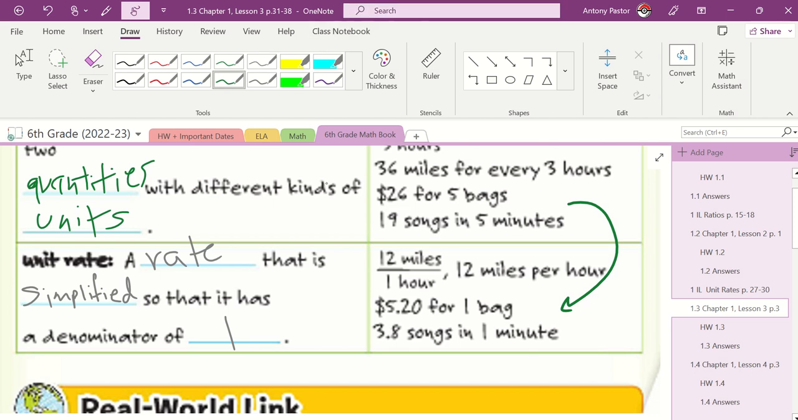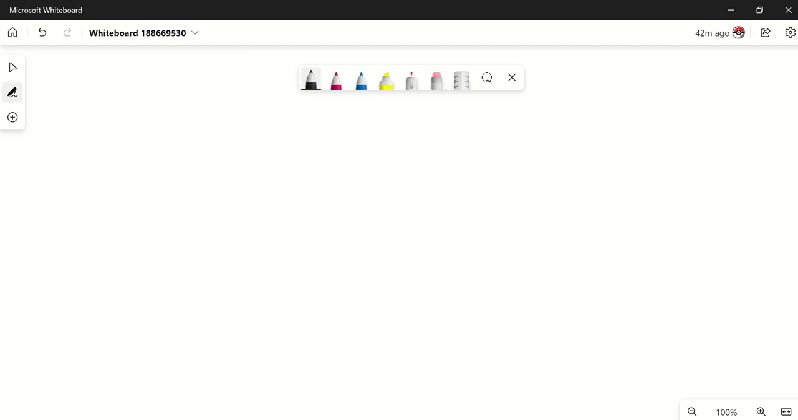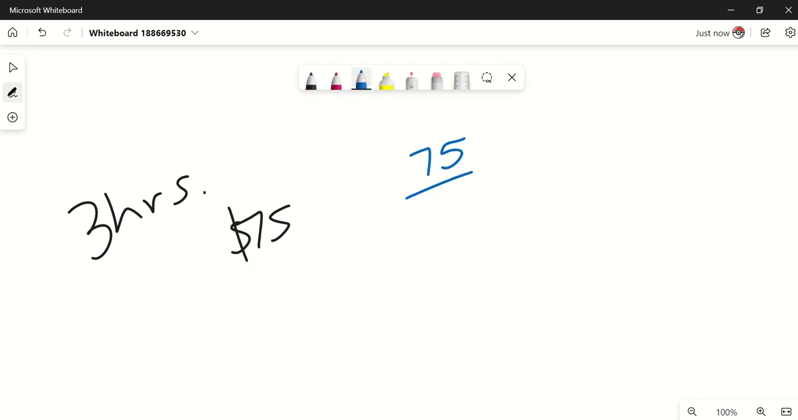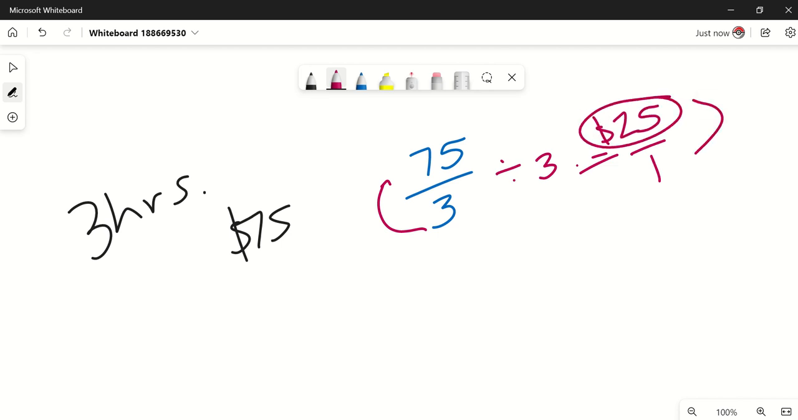When would we use unit rate? For example, jobs. Say you worked 3 hours, and in those 3 hours you got paid $75. My ratio would be 75 to 3. If I wanted to figure out how much I got paid in 1 hour, I would just divide both of these by 3. Because if I got paid $75 in 3 hours, I can divide those 3 hours by 3. That would make 1 hour. 75 divided by 3 would be 25. So I actually got paid $25 every hour. And this would be my unit rate. My unit rate is I'm making $25 per hour.